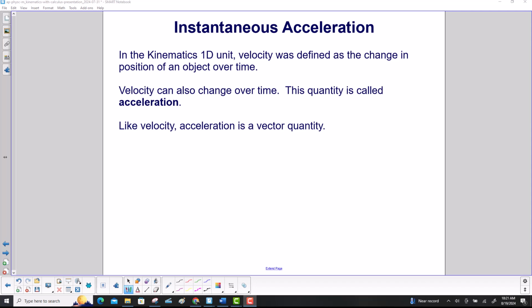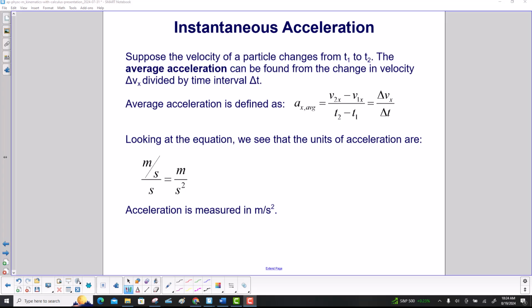Velocity can also change over time. This quantity is called acceleration. Like velocity, acceleration is a vector quantity. Suppose the velocity of a particle changes from t1 to t2. The average acceleration can be found from the change in velocity delta Vx divided by the time interval delta t. So what do we have over here? Here's our equation. A average in the x direction is v2x minus v1x, which is delta Vx over delta t. There's your t2 minus t1.